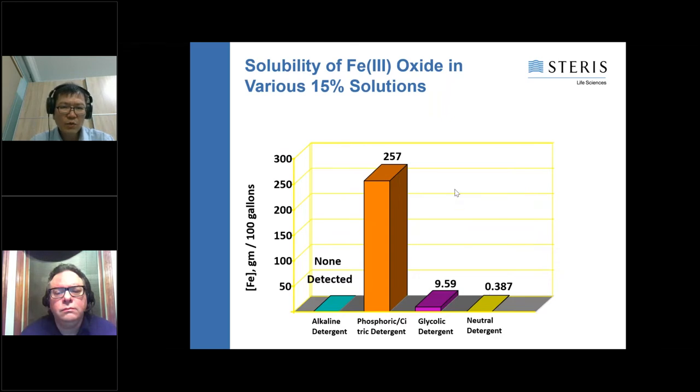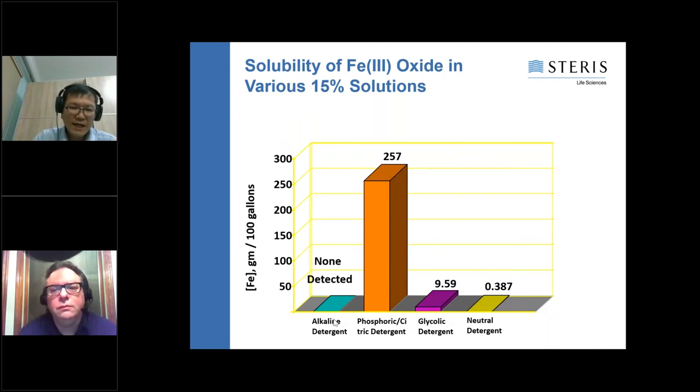So basically de-rouging. When you perform de-rouging, what is the principle involved? Typically de-rouging is to dissolve the iron oxide from the surface. Iron oxide is basically the rouge. And for dissolving the iron oxide, typically you will need to use an acidic detergent. In this case, this is a diagram to show what kind of detergent is effective in the removal of the iron oxide from the surface.